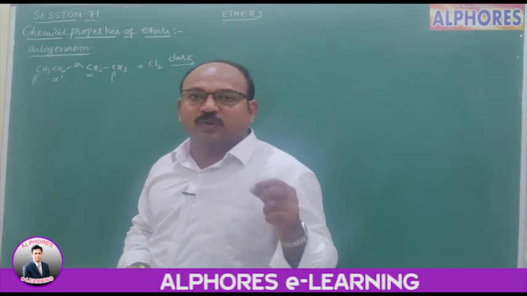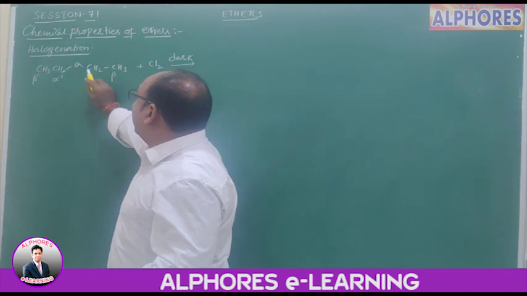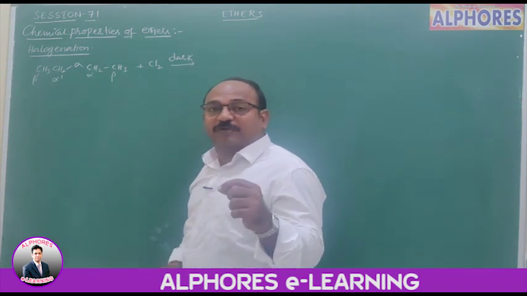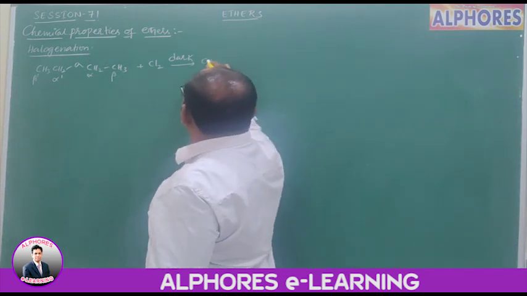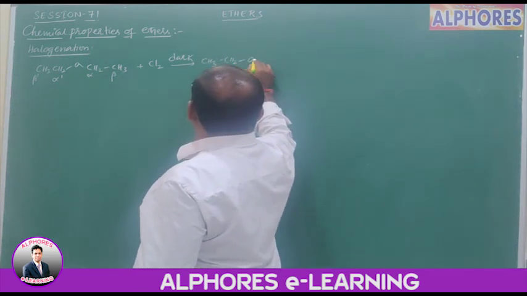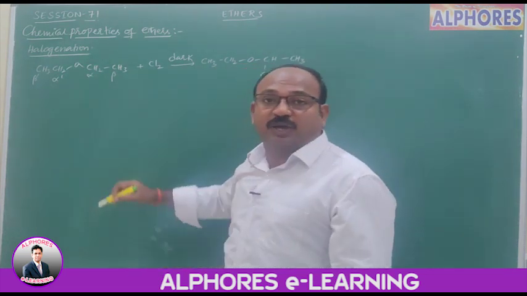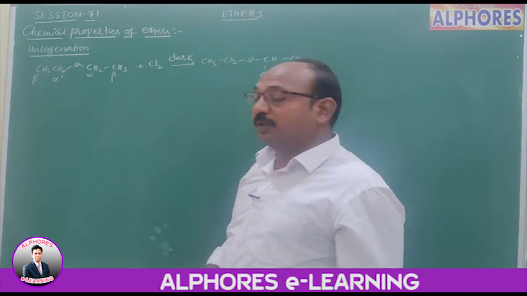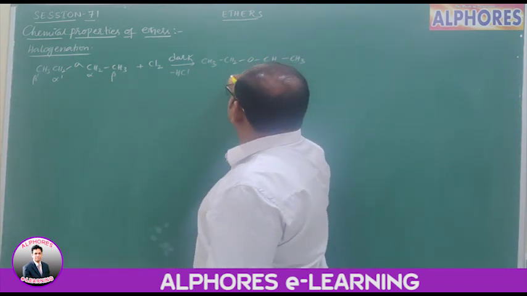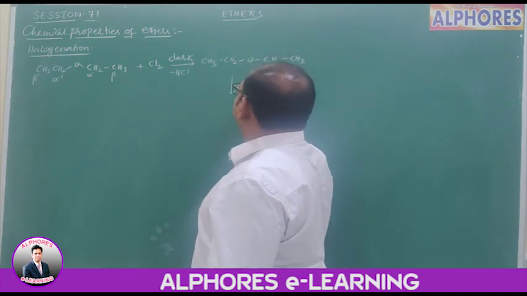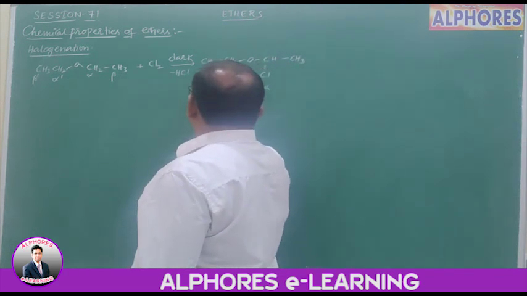Diethyl ether upon halogenation, chlorination, in presence of dark: the reaction that takes place is a free radical substitution reaction. As a result we get mono-halo ethers. The halogenation preferably takes place at the alpha carbon.